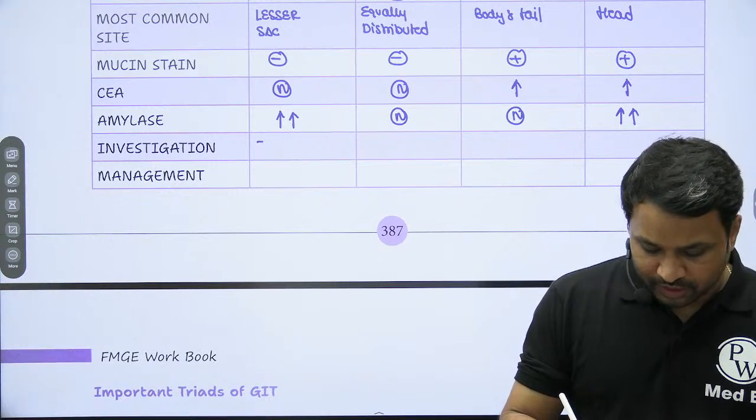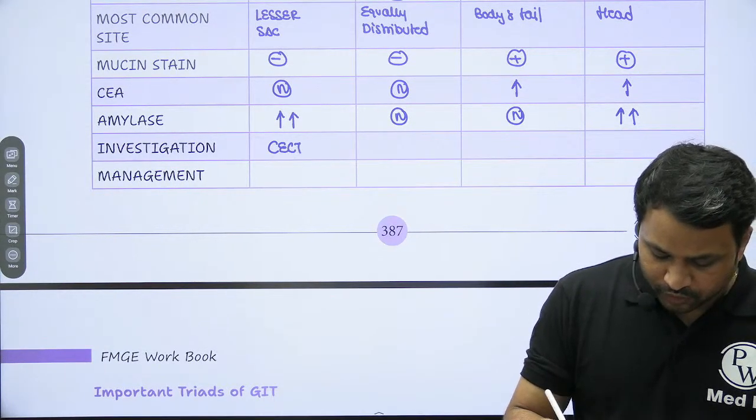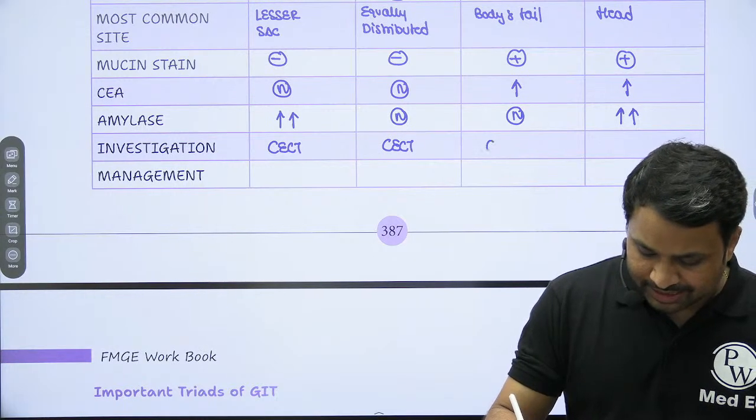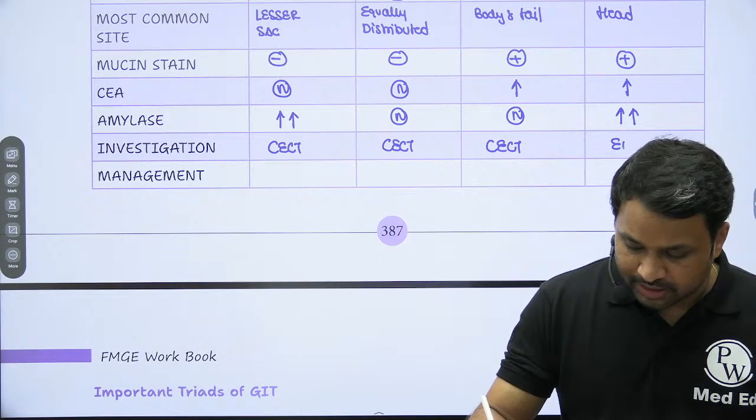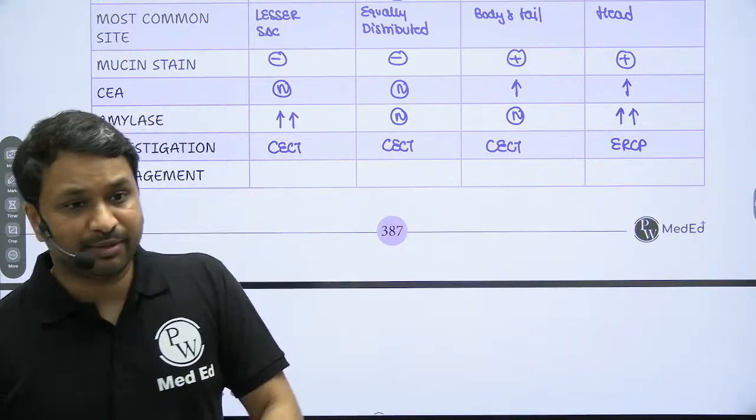Investigation for all of them is going to be your CECT with pancreatic protocol. So here for all the other three, it is CECT. But for IPMN, it is ERCP, because you need to visualize that fish mouth ampulla and you need to see that mucin coming out.